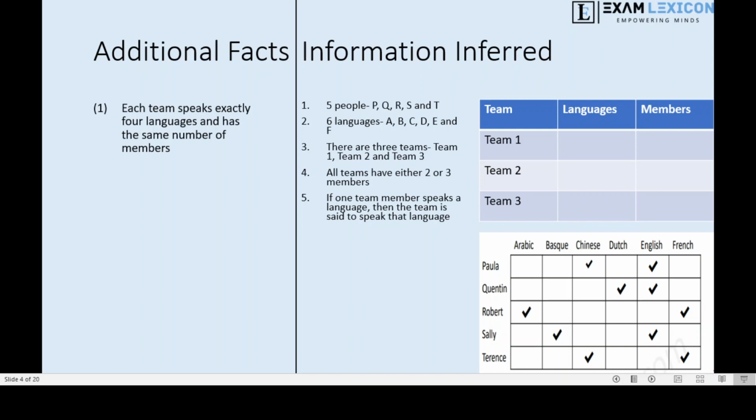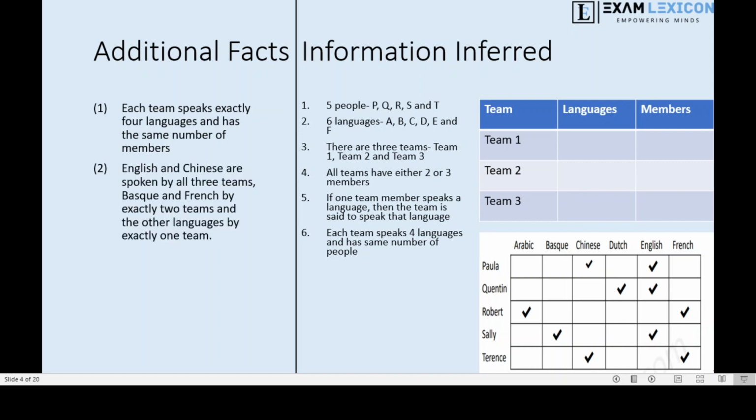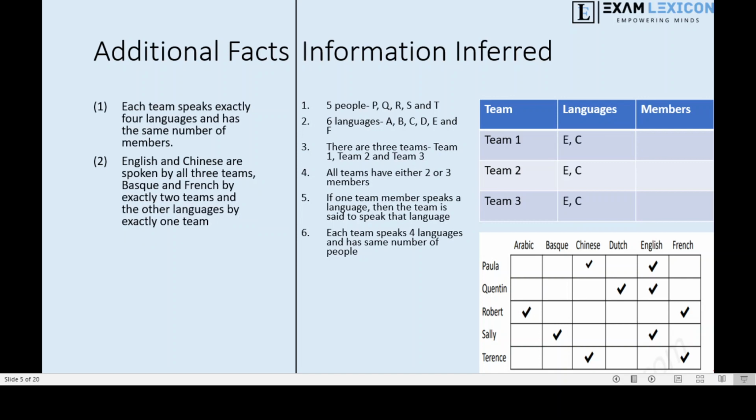Okay. So the first additional fact was, each team speaks exactly 4 languages and has the same number of members. So we can add this into the information inferred column. Second, English and Chinese are spoken by all 3 teams. Basque and French by exactly 2 teams, and other languages by exactly 1 team. So we can add English and Chinese in the languages column for all the 3 teams. And we can add the point that B and F are spoken by 2 teams and A and D by exactly 1 team in the information inferred column.